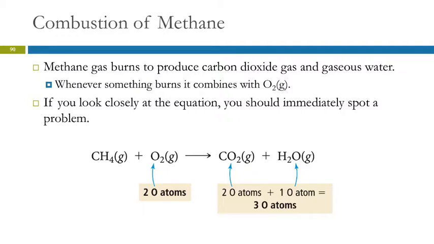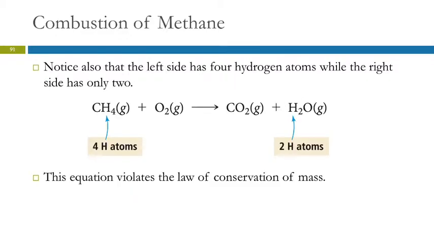But there's a bit of a problem with the description, because on the reactant side we have 2 oxygen atoms. On the product side we have 3 oxygen atoms. Could that happen? Can we start with 2 and end up with 3? No. Yeah, we have to balance the equation. We need to fix the equation. There's something wrong with it. There's something wrong with the hydrogens as well.